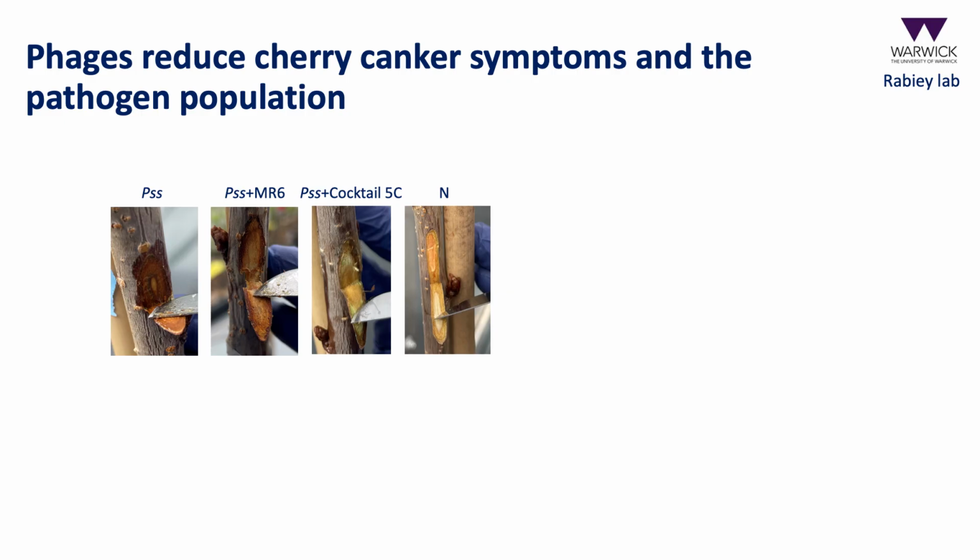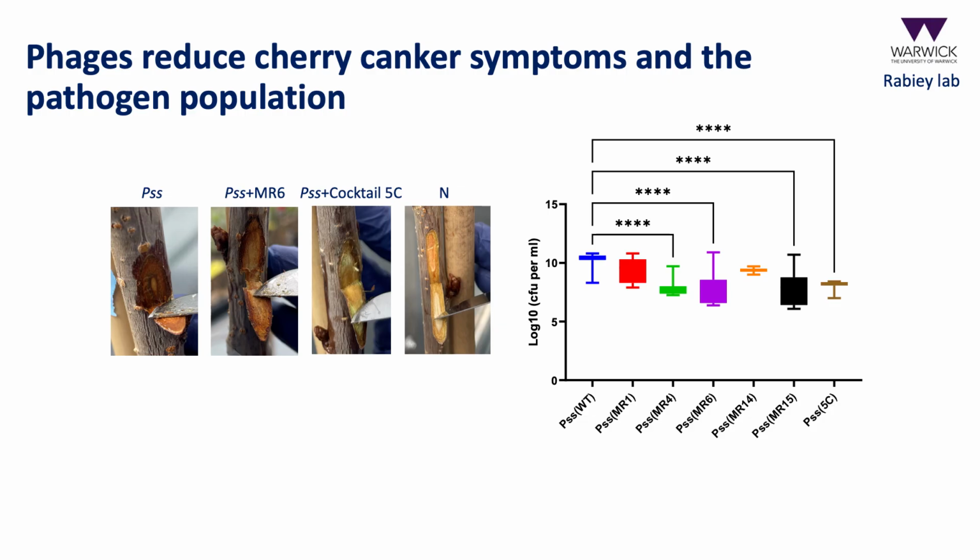If you look here, we have the pathogen only, so you can see the brown lesions. We have, for example, MR6, which was a single phage. You can see it reduces the symptoms, but when we use the cocktail, a mixture of 5 phages, you can see it almost clears the symptoms, compared to the negative control. So it shows that this phage cocktail is working very effectively on the cherry woody tissues. And when we measure the bacterial population, colony forming units, here on the y-axis, you can see PSS and phages together. You can see that phages significantly reduce the bacterial population.